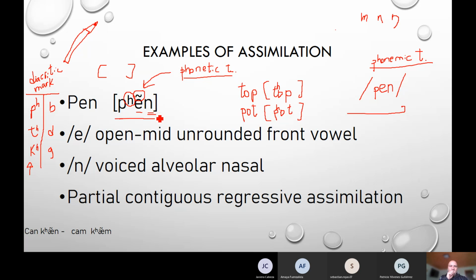Okay, so when you say the word pet, or when you say the word peck, or when you say the word pen, I'm going to enclose them in slashes, right?